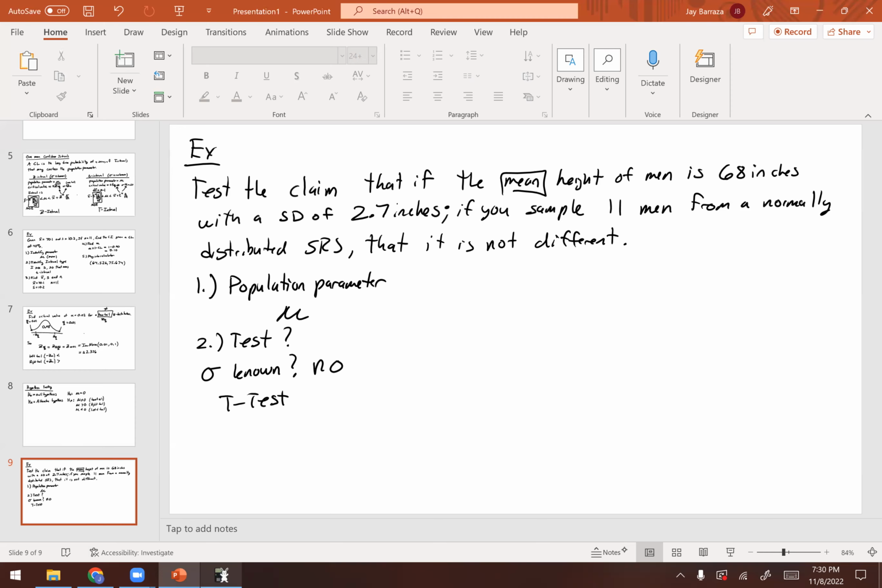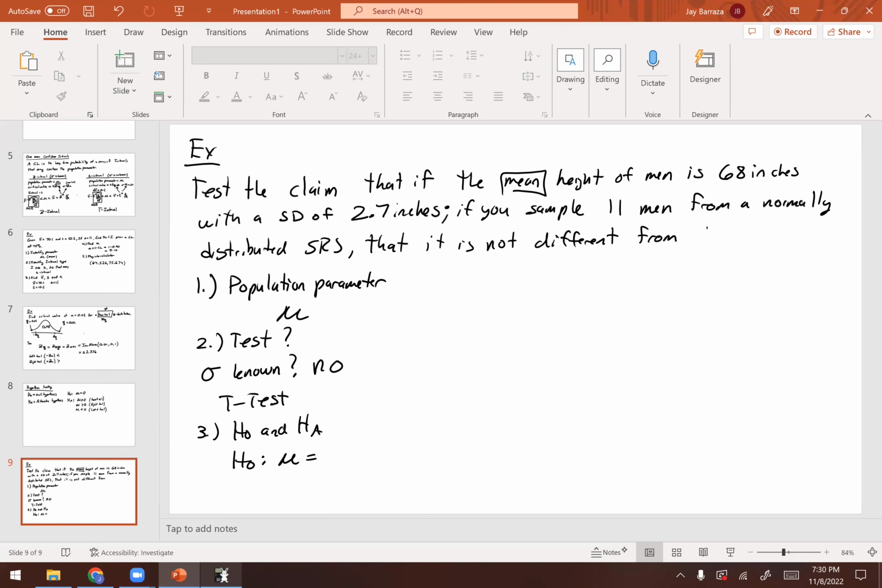Okay. Step 3, H naught and HA. Okay. So my null hypothesis is that mu equals 68 inches. I said that I'm going to test the claim that the mean height of men is 68 inches with a standard deviation of 2.7, okay, then I want to see from a sample of 11 men that it's not different. Okay. Oh, you know what? Sorry, I made a mistake. One more second. Just got to add an extra thing.